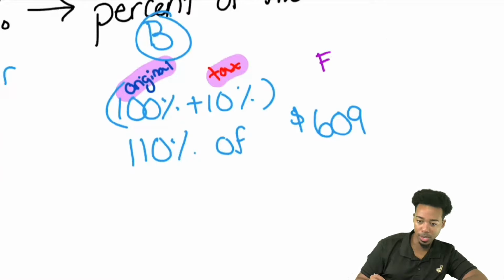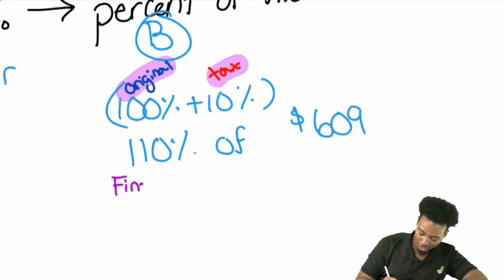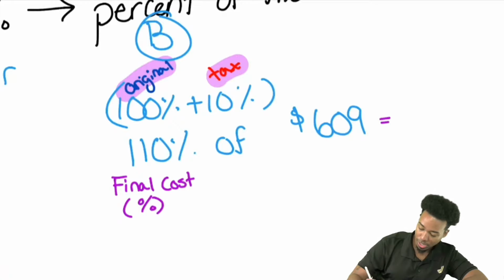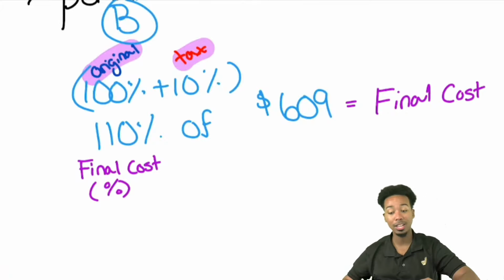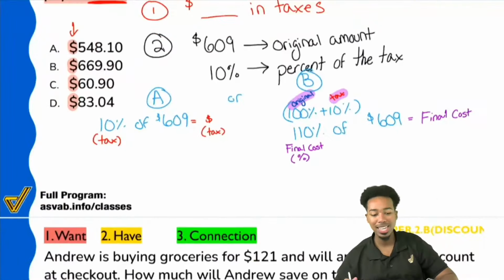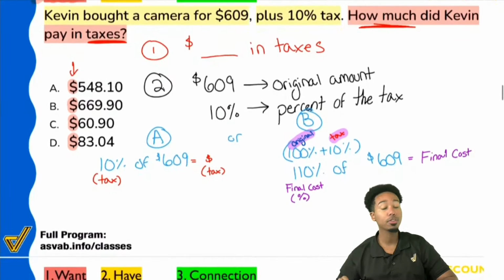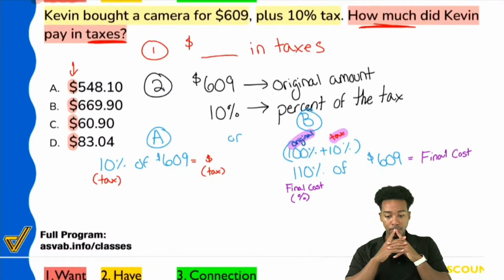So let me go ahead and actually write that down a little lower here. This is your final cost as a percent. So that means when you set this up and solve, you'll get the final cost, so what you pay at checkout. Everybody, which one are we looking for? Are we looking for the amount of the tax or the final cost? What are we looking for?